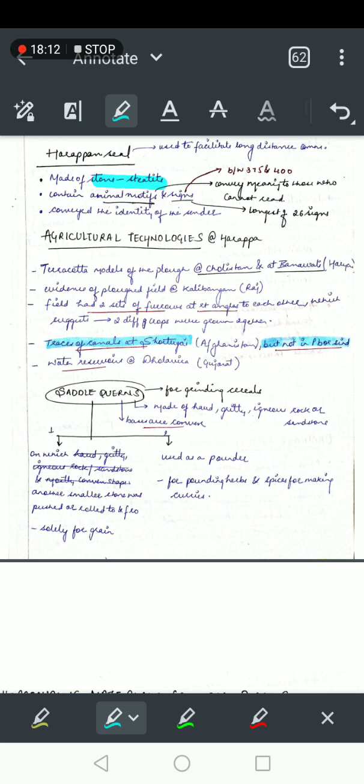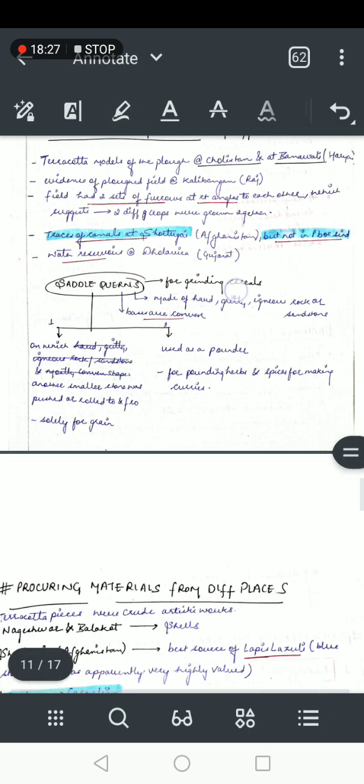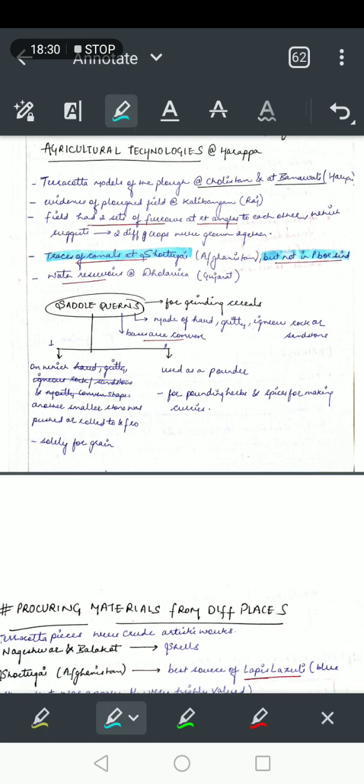Like when you purchase anything from a different country, it is written made in China, made in Japan, etc. So it gives the identity that this product is from the Indus Valley civilization or the Harappan civilization. Agricultural technologies which were there at Harappa.